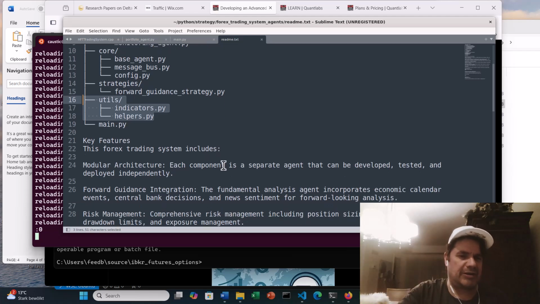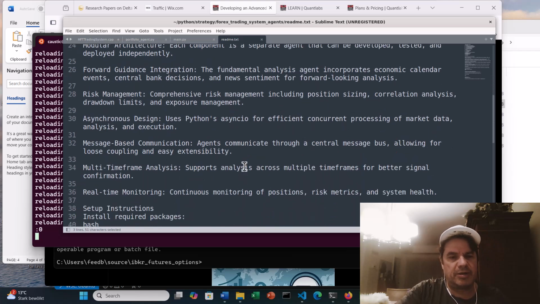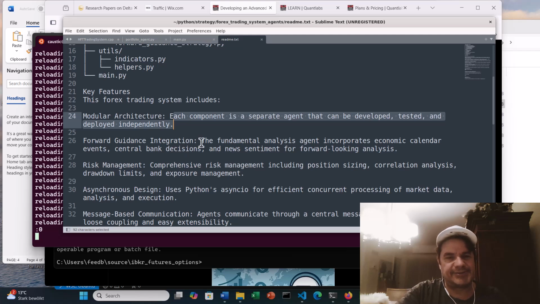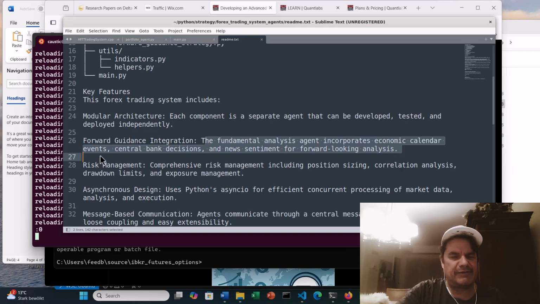But I'm going to go over it at a high level. So this is just a general overview. It's a modular architecture. Each component is a separate agent that can be developed, tested, and deployed independently. Nice. Forward guidance integration, so I asked for that. The fundamental analysis agent incorporates economic calendar events, central bank decisions, and news sentiment for forward-looking analysis. That's because this is a Forex trading system, so that's the sort of fundamental techniques that you'll use.